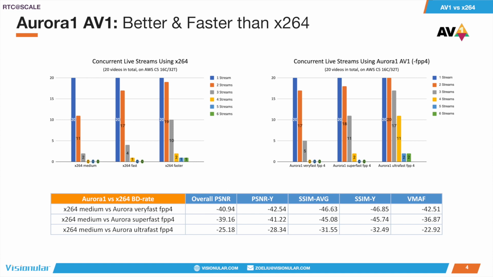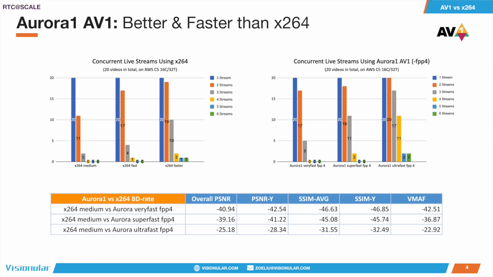That means it cannot be streamed out concurrently for 2 streams for that specific video characteristics. When we increase to 3 concurrent streams, there are only 2 videos left. Then when we increase to 4, 5, 6, no video can be encoded in real time with so many concurrent streams altogether. This is how x264 medium performs.